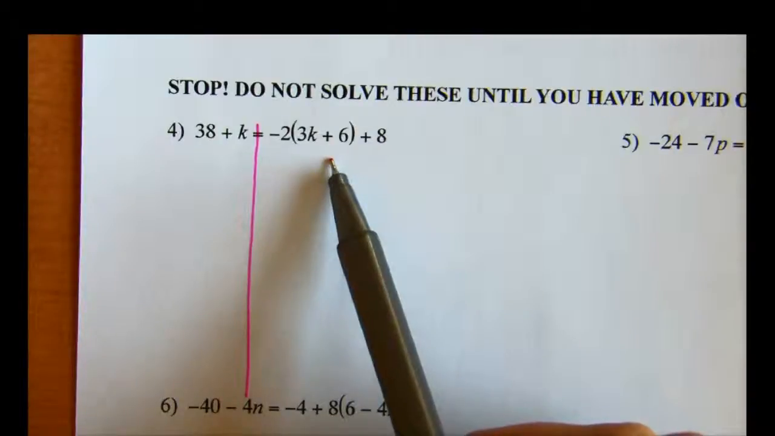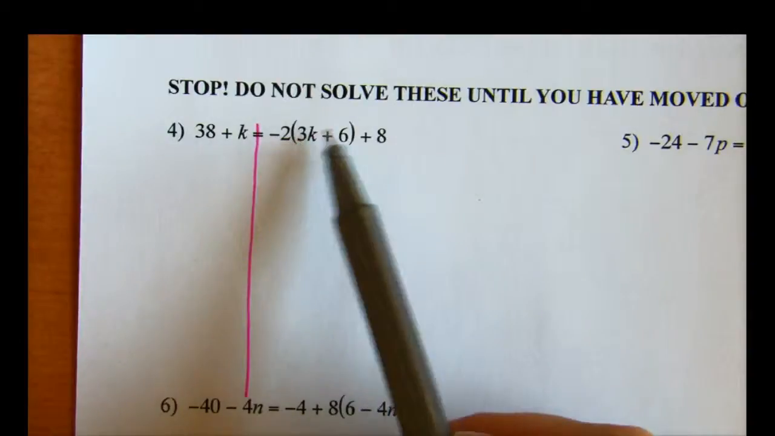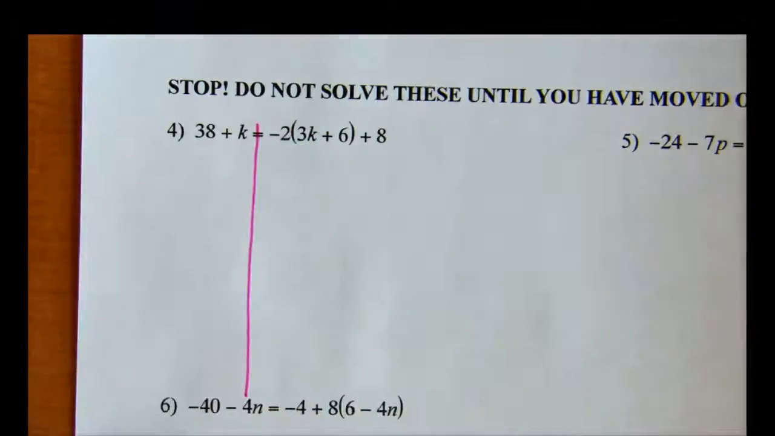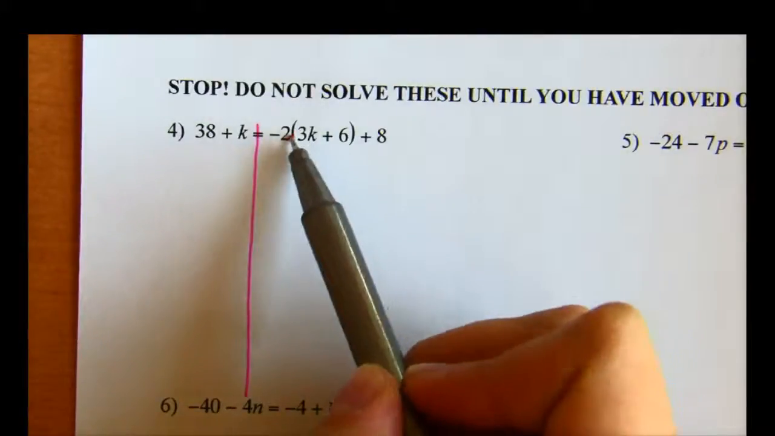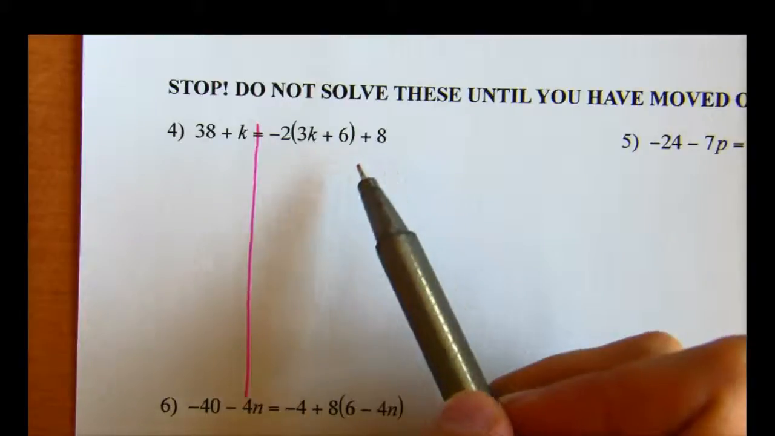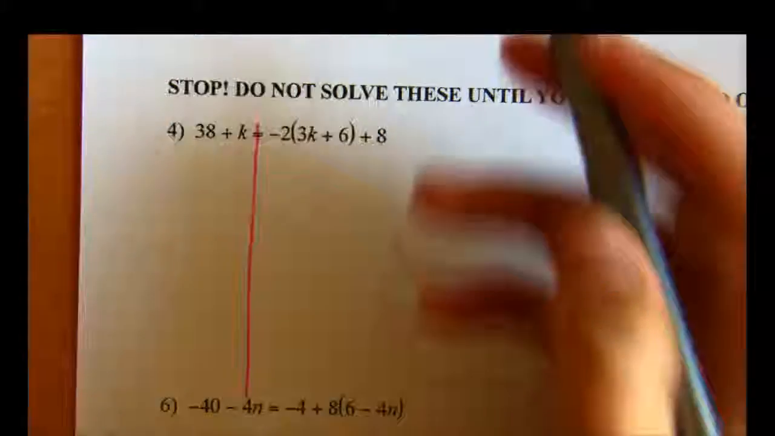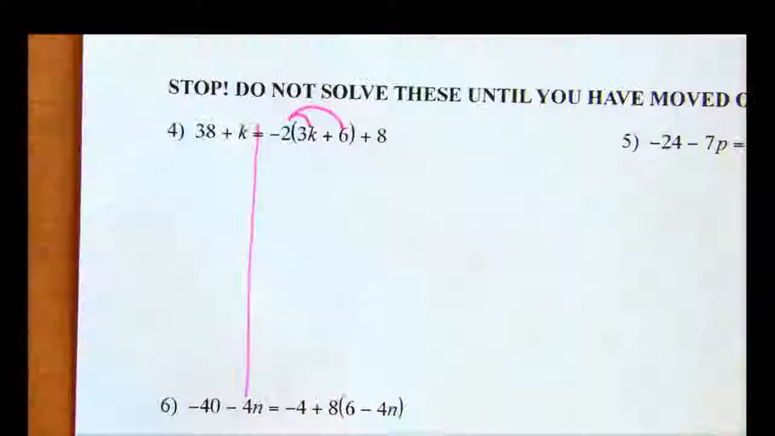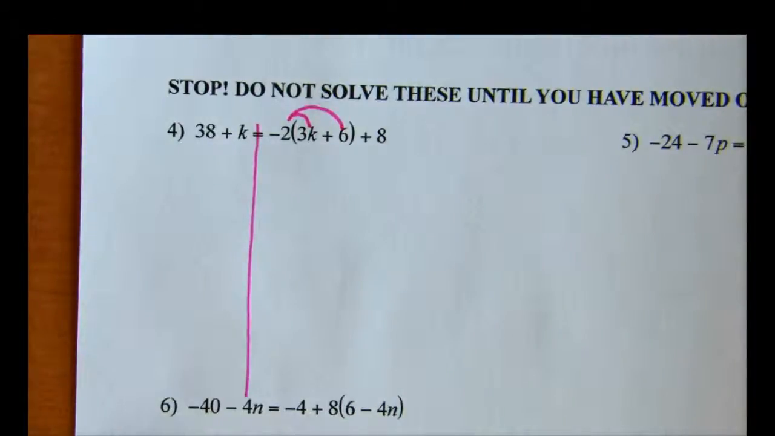Which should we do first? Okay, I've got to do my distribution first. It's kind of like going back to order of operations. Multiplication comes before I end up adding anything. So first I've got to distribute, and I'm going to distribute this negative 2 into what's inside of parentheses.